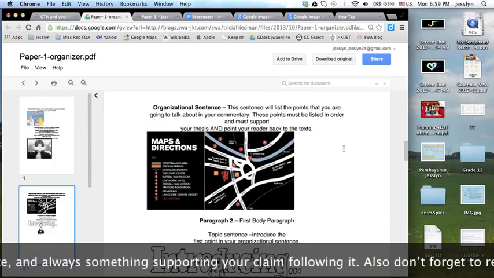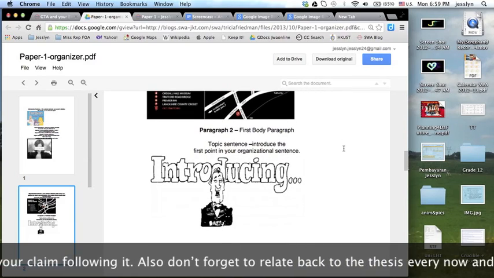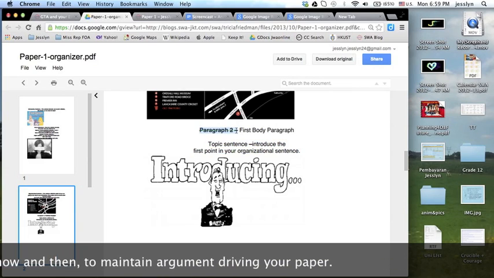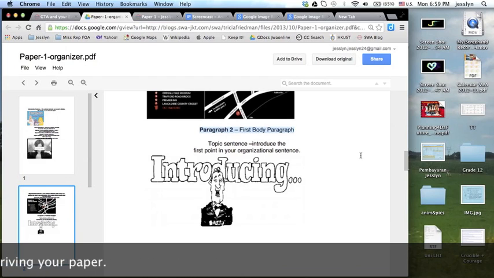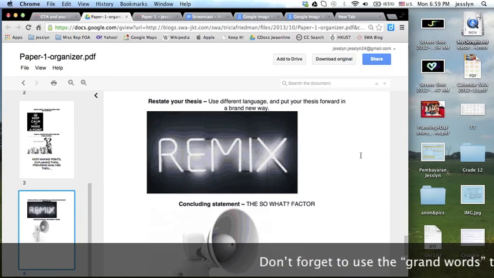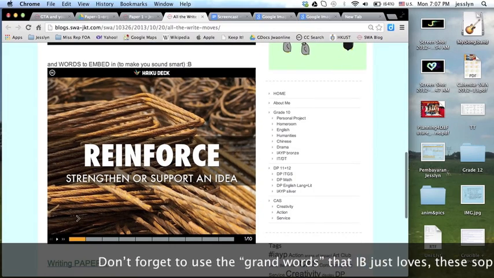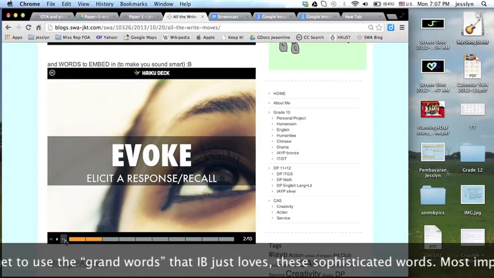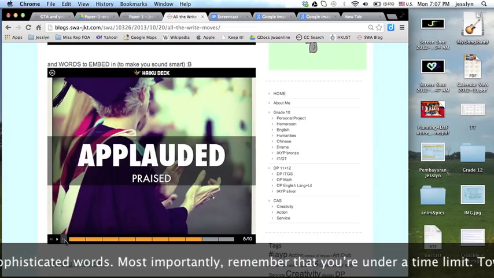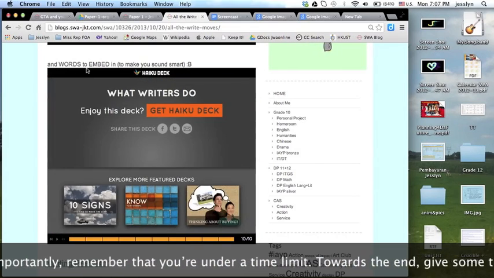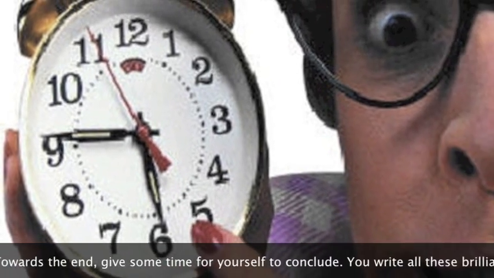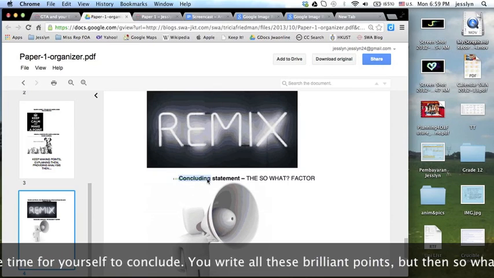Each paragraph should have a topic sentence and always something supporting your claim following it. Also, don't forget to relate back to the thesis every now and then to maintain the argument driving your paper. Oh, and don't forget to use the grand words that IB just loves, like embed, anchor, amplify, magnify, belittle, advertise, evoke, and other sophisticated words. Well, basically, you can use those words that make you sound smarter. Oh, and most importantly, remember that you're under a time limit. Towards the end of the session, give some time for yourself to conclude.